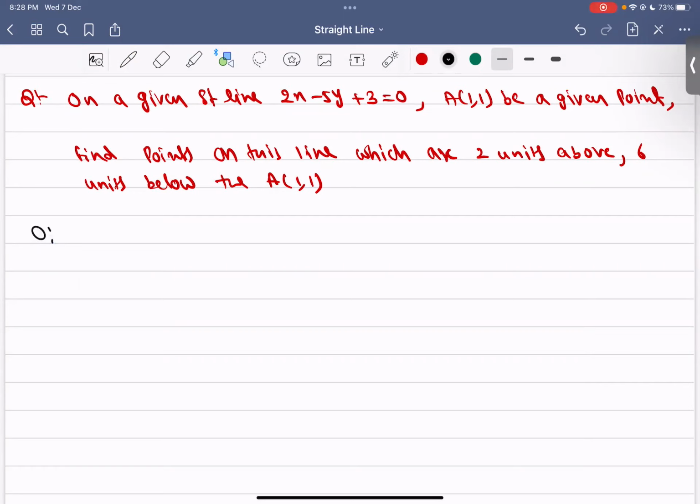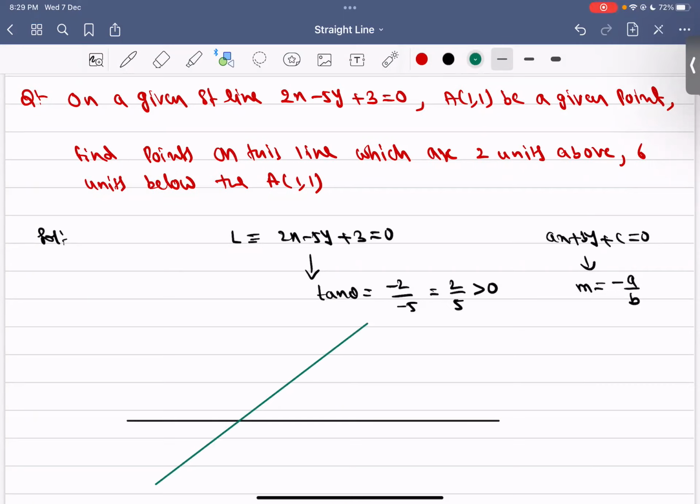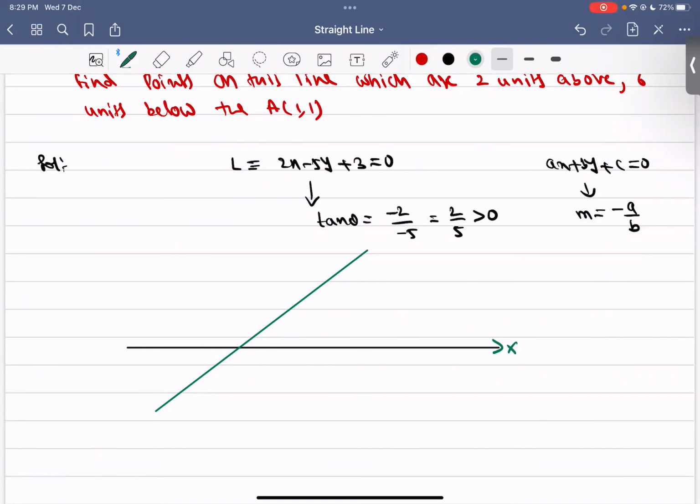Solution. See now, the given line is L: 2x minus 5y plus 3 equal to 0. Now tell me, what is the slope of this line? That is tan theta is equal to minus a by b. For the line ax plus by plus c equal to 0, the slope is minus of a by b. So here minus 2 by minus 5, that equals 2 by 5. 2 by 5 is positive, which means the line makes an acute angle with the positive direction of x-axis. Yes. Therefore, the line will be like this. Orientation of the line. So this is the x-axis, and this is the given line. Now, what is our requirement?